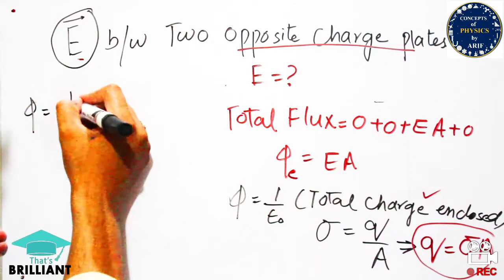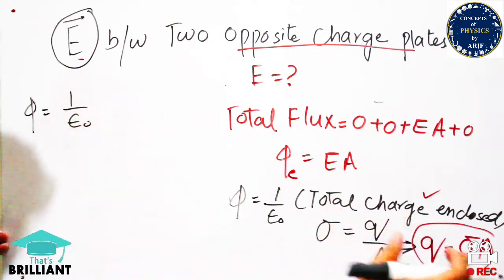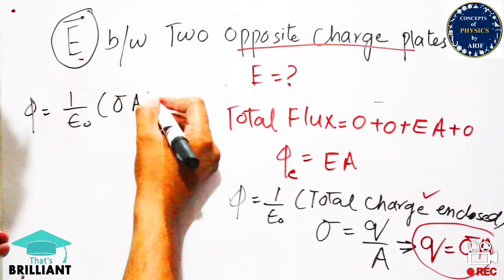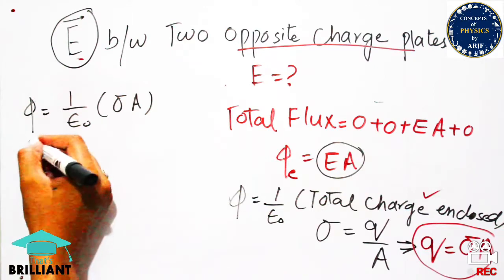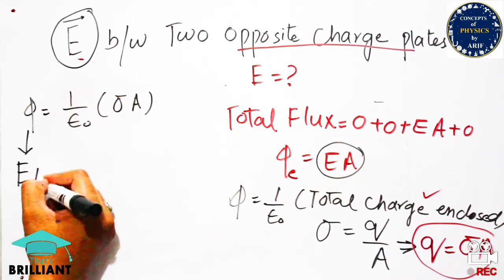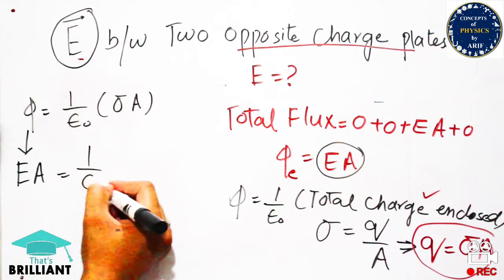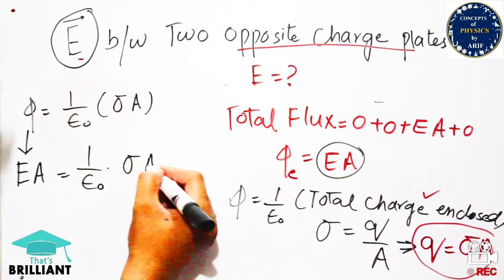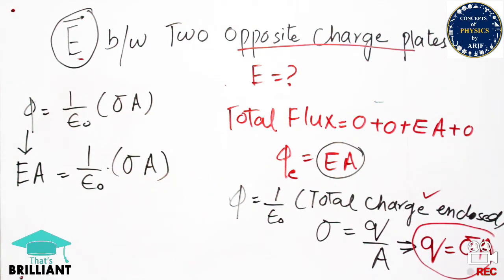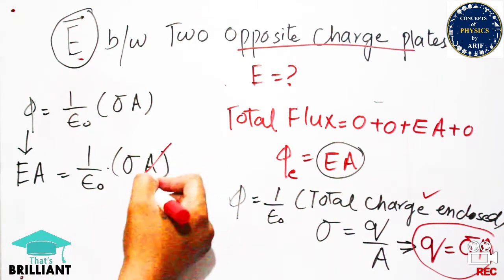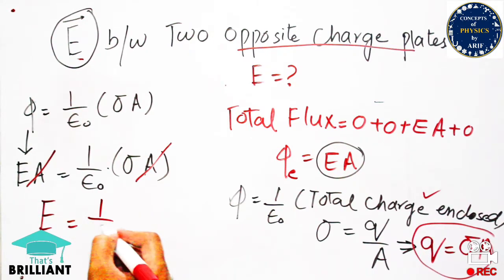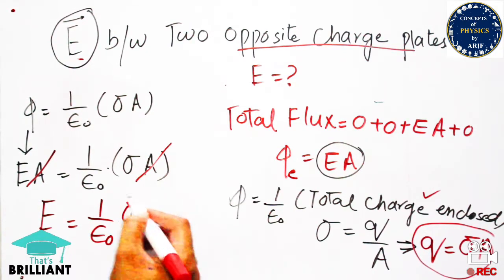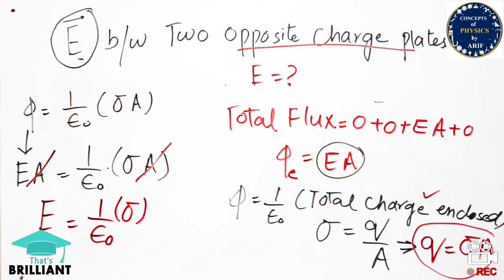So we have the value of phi, or total flux or electric flux in that region, equal to 1 over epsilon naught times sigma into A, and we will put the value of flux, which is E into A. E multiplied by A is equal to 1 over epsilon naught times sigma into A. So from this expression you have seen that area A is multiplied on both sides and we can cancel it. So E is equal to 1 over epsilon naught times sigma. So this is the magnitude of electric field intensity.